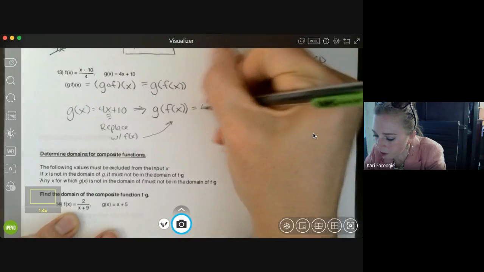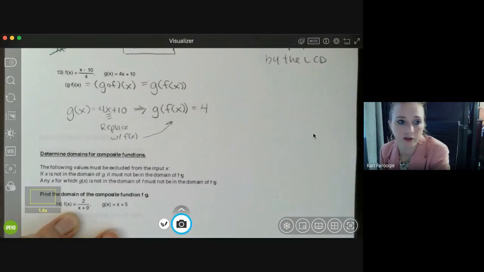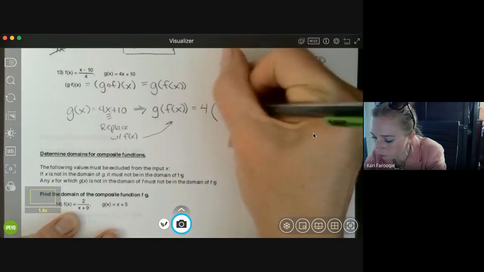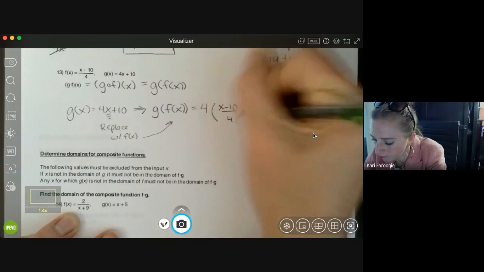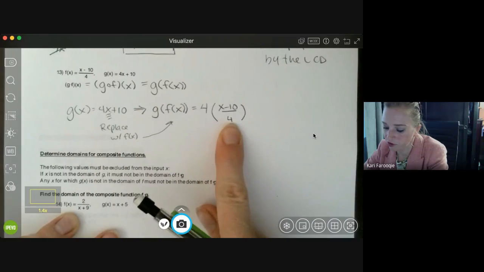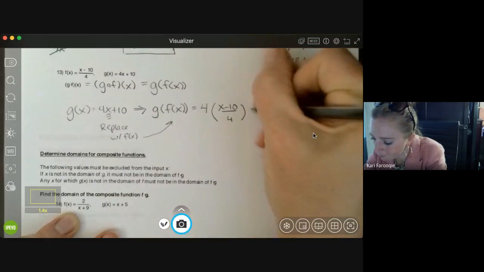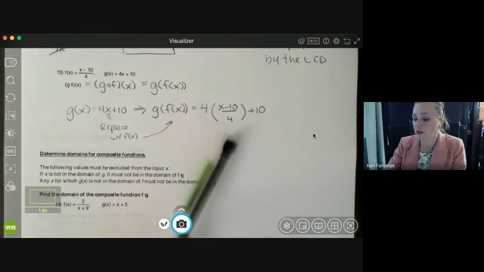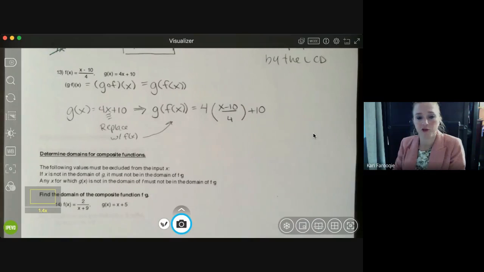So let's go ahead and keep anything else that is not x in here. So the 4 stays, but the x now becomes f of x, which is a fraction. So you have 4 times your variable, which is now x minus 10 over 4, and then plus 10. And then simplify. And again, just filling out this composition is where a lot of your points are going to come from. Simplifying it is important. I would aim to do both, but make sure you're at least doing something.